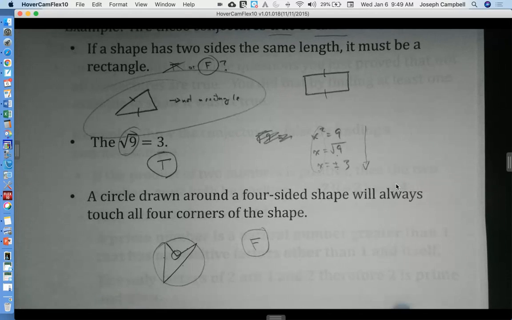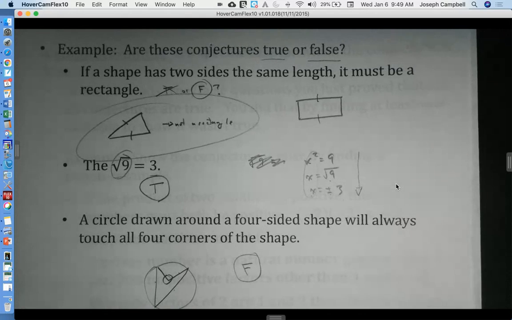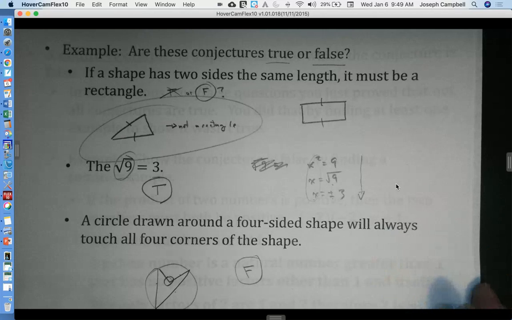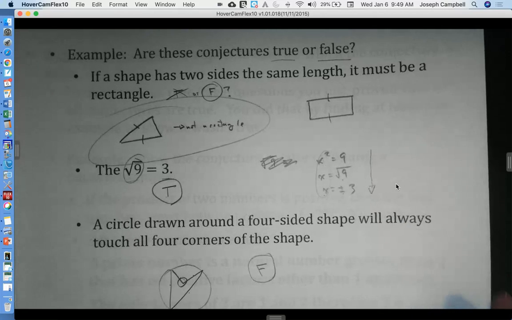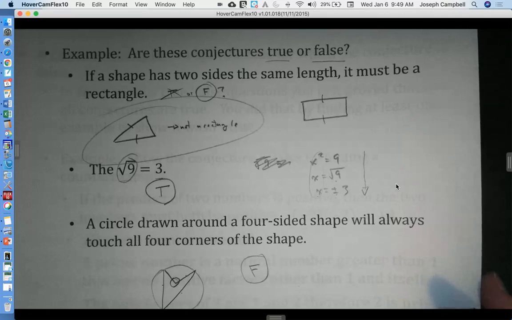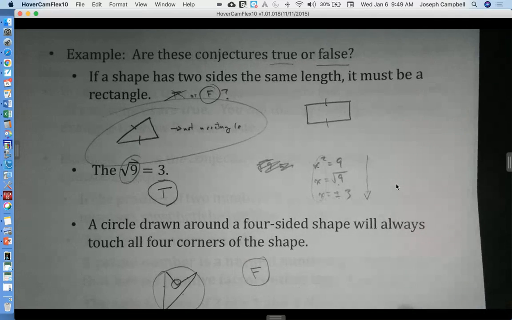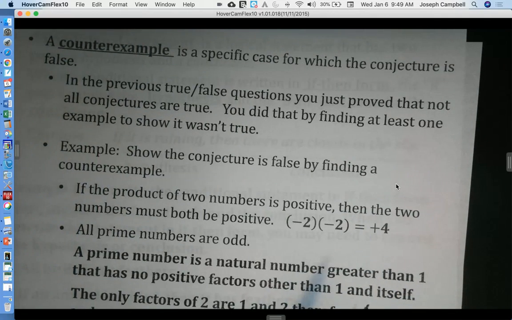Okay, so this process, what we just talked about, of looking for an example where it's false, and showing that that statement, that conjecture, is actually false, is using this idea of a counterexample.